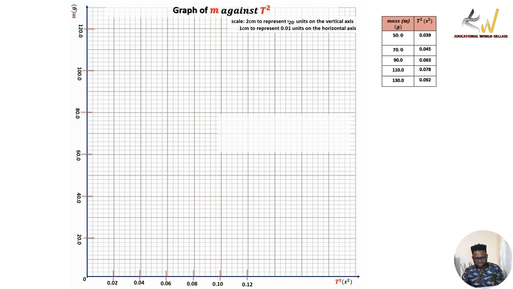Now, the slope of this graph is very, very important. There is a significance to the slope of the graph. I will explain that later. So plotting the points, when t squared is 0.039, the mass is 50, and you mark it out. When t squared is 0.045, the mass is 70 grams. You mark out a point.